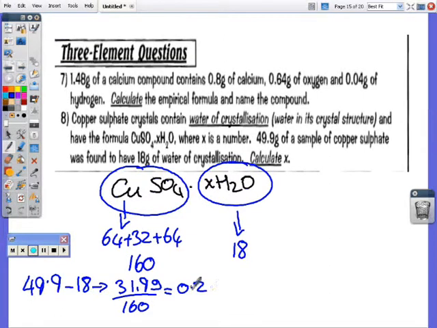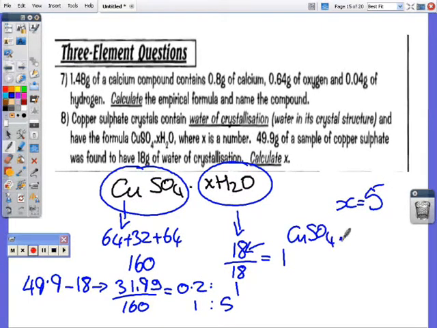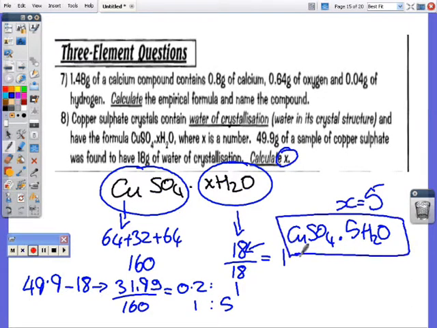of, so it lost 18 grams of water, so the mass of water lost was 18. Okay, the moles of water must be 18 over 18, which is 1. So the ratio of water to copper sulfate is 0.2 to 1. That to the nearest whole number then is 1 to 5. So therefore X, or indeed the water of crystallization, must be 5. So our answer for the examiner is simply 5, because all we had to do was calculate X. But the formula, if they asked you for the formula, would be like so.